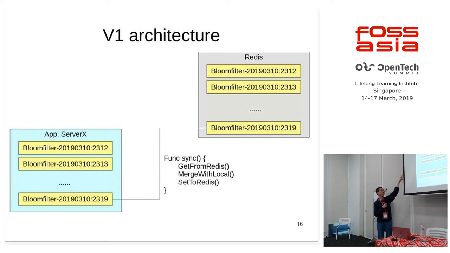Here is our V1 architecture in detail. You can see that in Redis there are a lot of Bloom filters, and only the last one, the currently used one, is synchronized with multiple application servers.